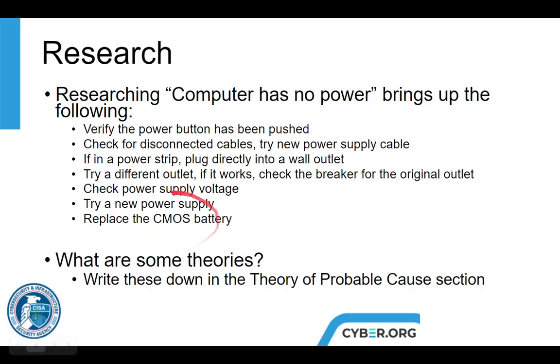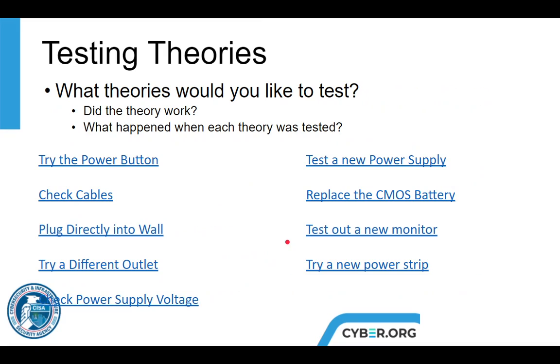Welcome back. All right, so if you came up with some good stuff, basically ranging from it's not actually getting power to other things like that. That was kind of what the research was indicating. So some theories. So what do we need to do? What would we try to test?